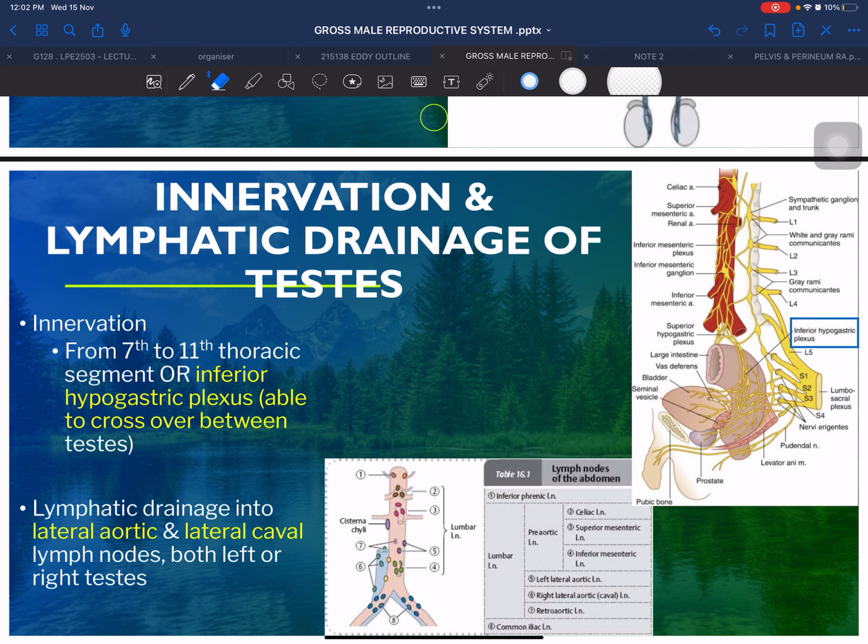Okay, so the innervation is from the 7th to 11th thoracic segments, or inferior hypogastric plexus, able to cross over between the testes, left and right. It can cross over. And lymphatic drainage is to the lateral aortic nodes, for both the left and right testis. This one, lateral aortic, left and right.